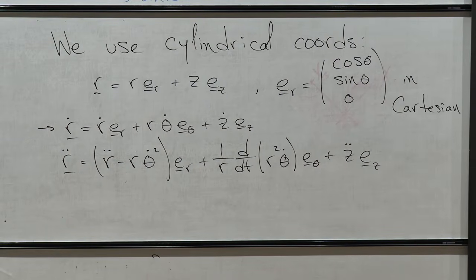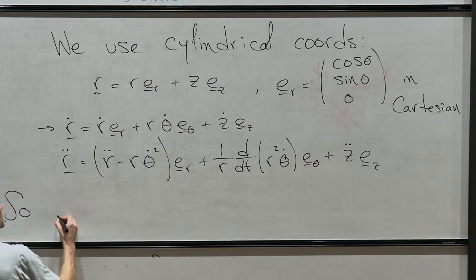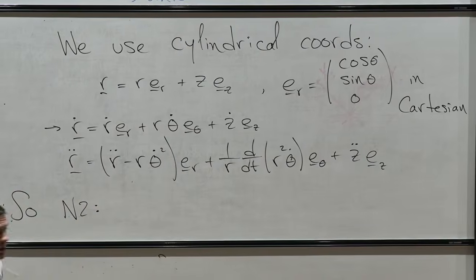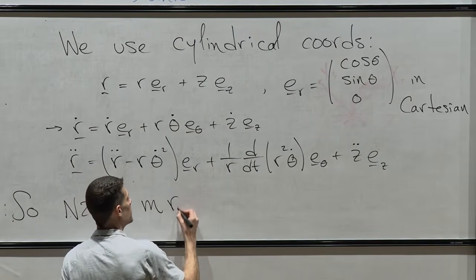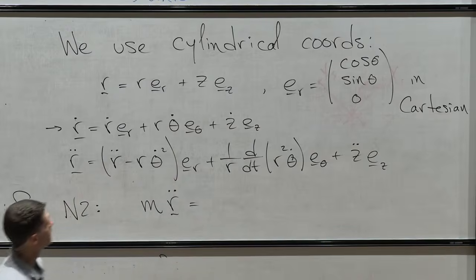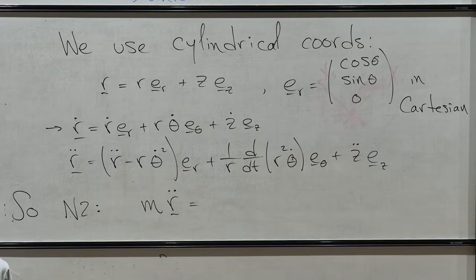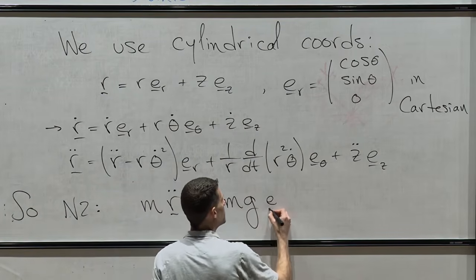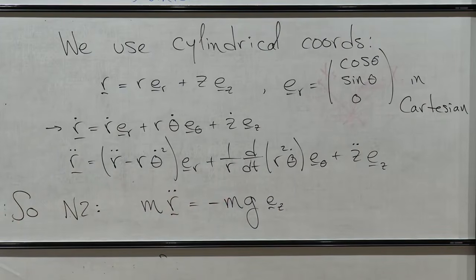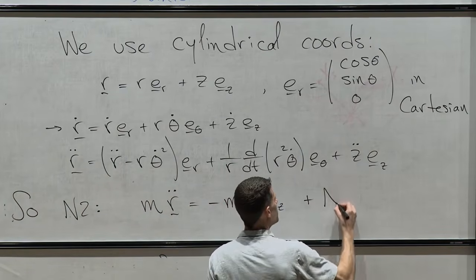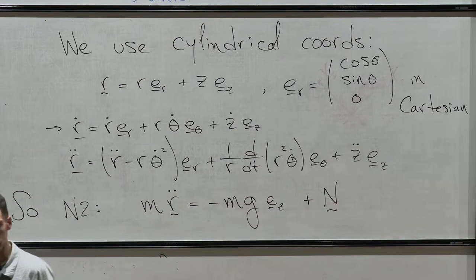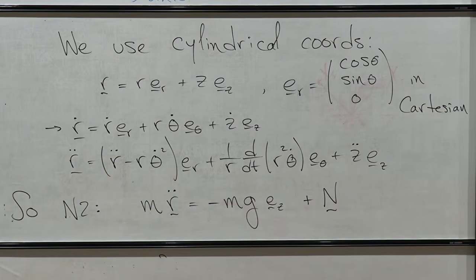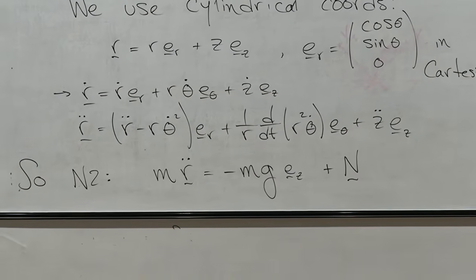If I write down Newton's second law, I get m times that equals the forces. I'm not going to write that whole expression again. So m r double dot equals the forces. I have gravity, which I didn't say, but let's orient along the z, so minus m g e_z. And I have N, my normal reaction, which I don't know. All I know is that it should be pointing away from gravity and normal to the surface.